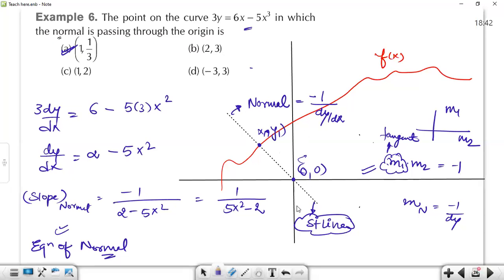So we have to find out the slope of the straight line, and we already know there is one point, which is 0, 0. So we find out the equation of the normal, and then we had the equation of the curve. Then we substituted values of x and y and intersected, and we find out the point which is the intersecting point. That is what we were supposed to find out in this question.